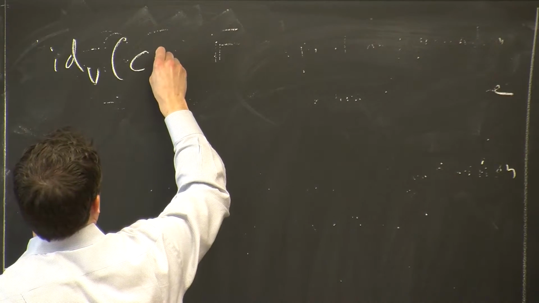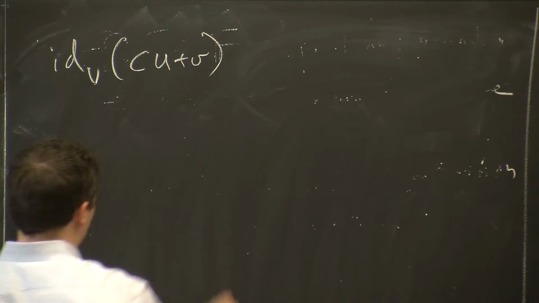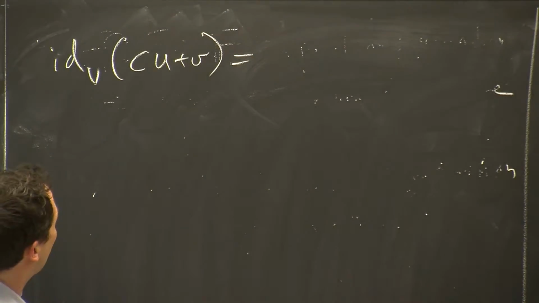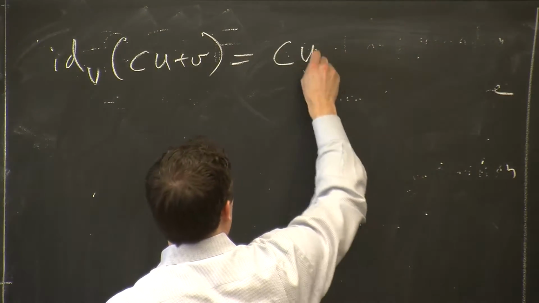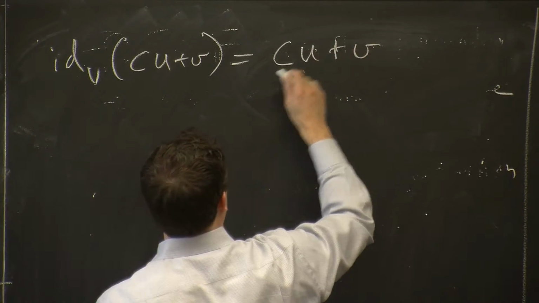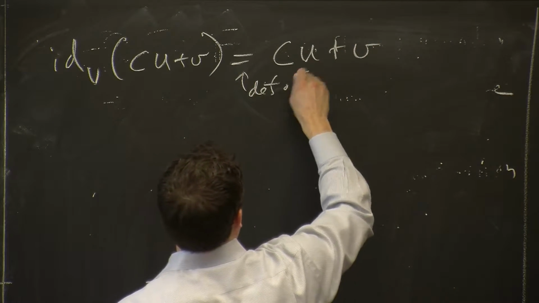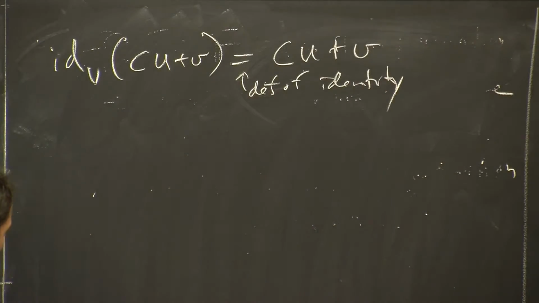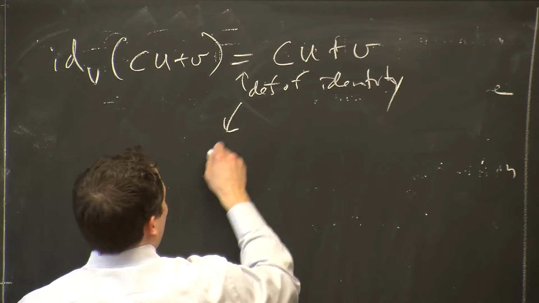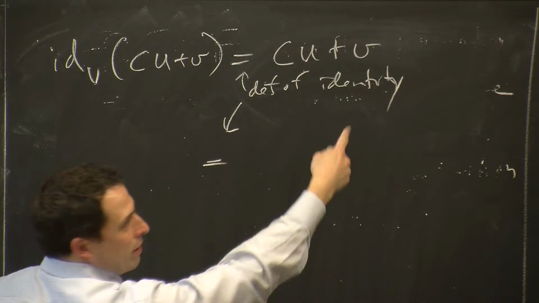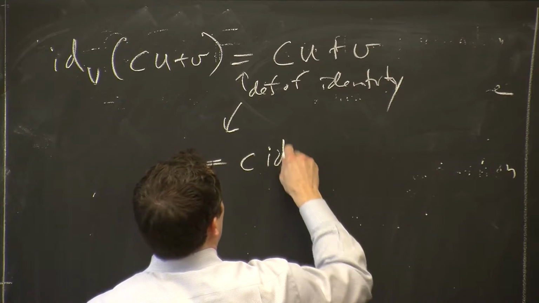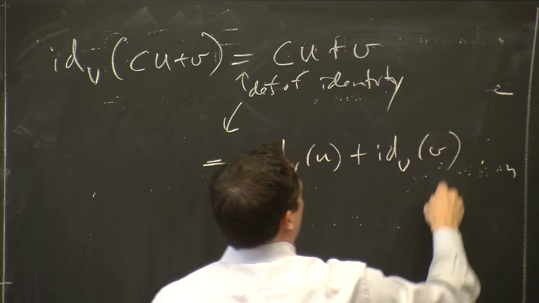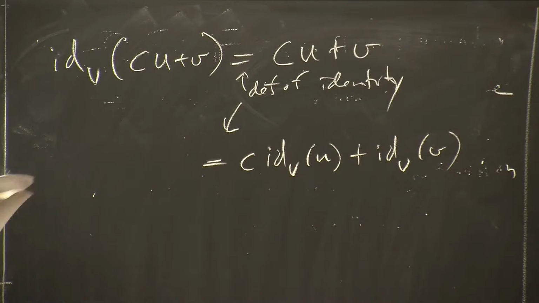So let's say ID of cU plus V. Well, by definition of the identity function, that's just cU plus V. And again, by definition of the identity function, I can replace U with ID of U, and I can replace V with ID of V. Okay. And that's what we wanted to prove, right? That shows that it's linear.